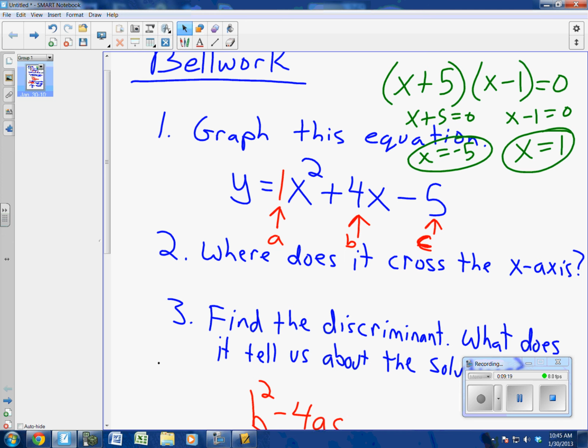Okay? Got it? All right. You guys, today we're going to make a foldable, but before we do that, we're going to correct the test.